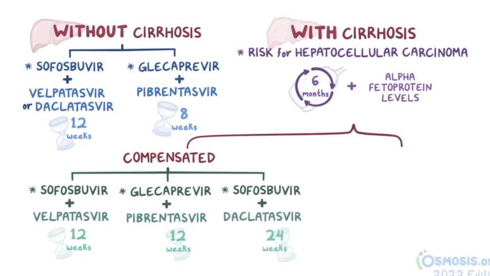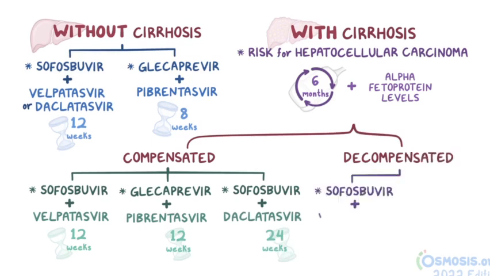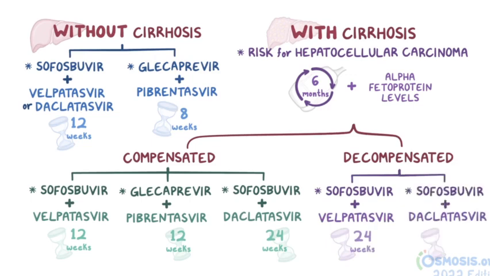In individuals with decompensated cirrhosis, sofosbuvir plus velpatasvir for 24 weeks, or sofosbuvir plus daclatasvir for 12 weeks can be used. In some cases, individuals may require liver transplantation.